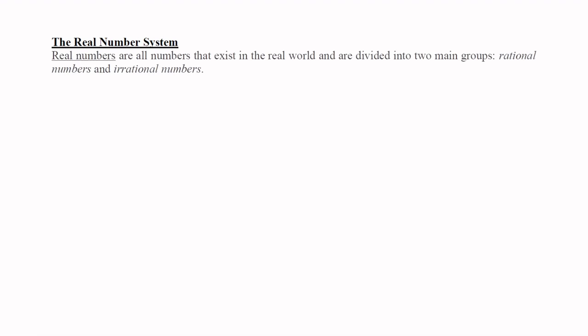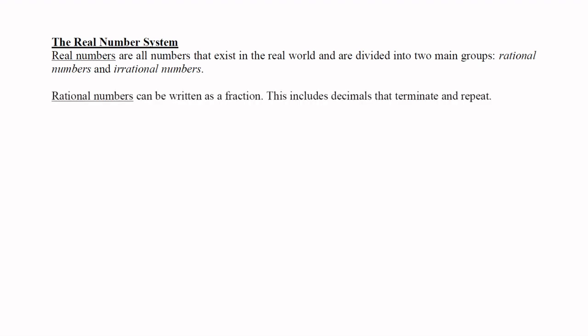Now, the real number system is a system that classifies all the real numbers that literally exist in the world, okay? So any number that you can physically measure or put a value to is a real number. Most of the numbers that you've worked with, in fact probably all the numbers you've worked with in your life up to this point, have been real numbers. Now, we can classify real numbers into two different groups. We can call them rational numbers or irrational numbers.